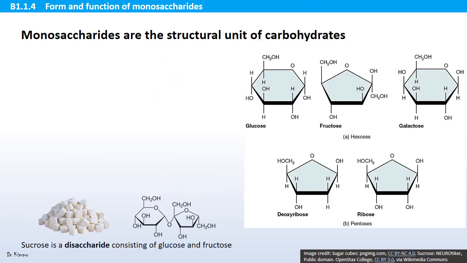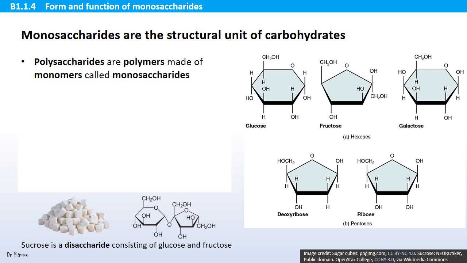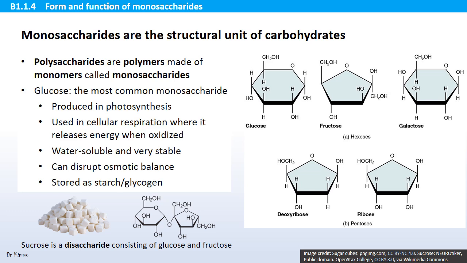Monosaccharides are the structural unit of carbohydrates. Polysaccharides are polymers made of monomers called monosaccharides. Glucose is the most common monosaccharide. There are some things you should know about glucose, such as it's produced in photosynthesis. It is used in cellular respiration, where it releases energy when oxidized. It is water-soluble and very stable.